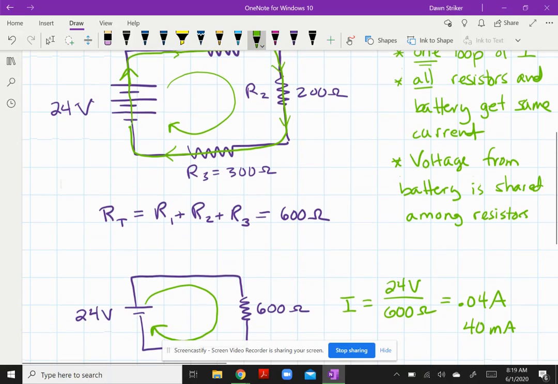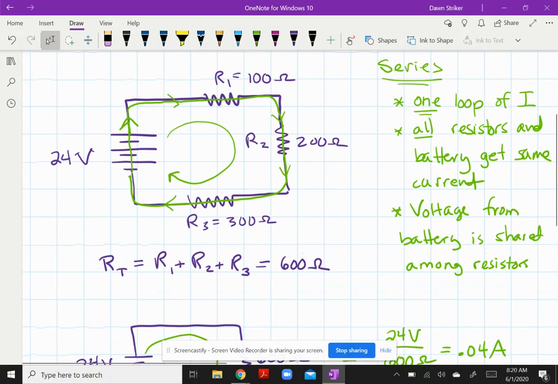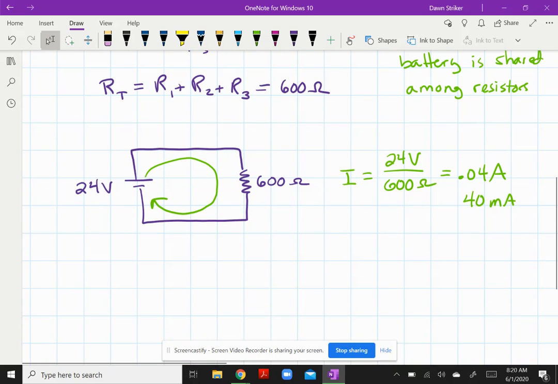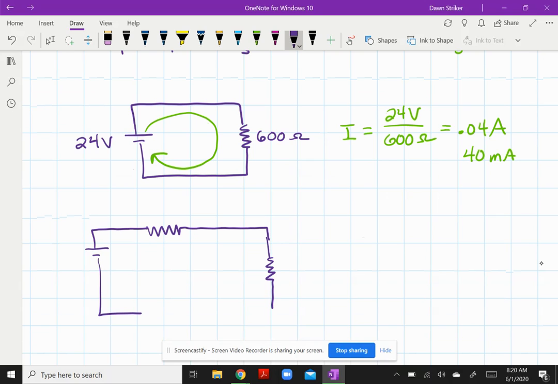So now if I go backwards to my original, and maybe I'll do that down here since this is pretty messy, I'm going to just redraw that. Don't be afraid of drawing lots of pictures in physics. I always encourage that. R1, R2, R3, 100 ohms, 200 ohms, and 300 ohms, and 24 volts.